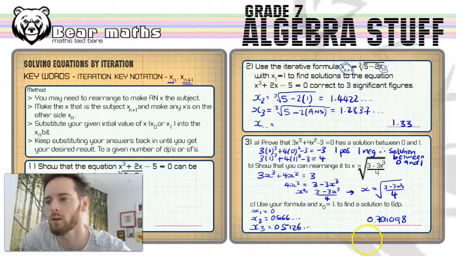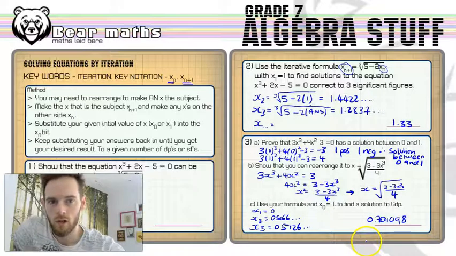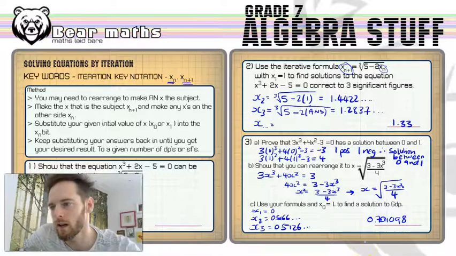Sometimes it can be a bit awkward. Probably not going to be that awkward when you do a question in your GCSE exam paper. But there we go. That is iteration in a nutshell. It's basically just substitution. Please do click the link to practice some similar questions.